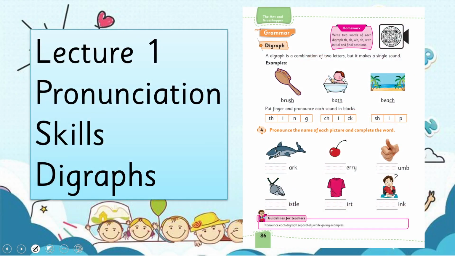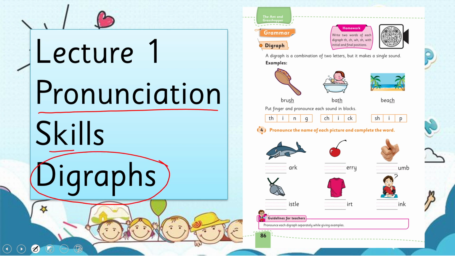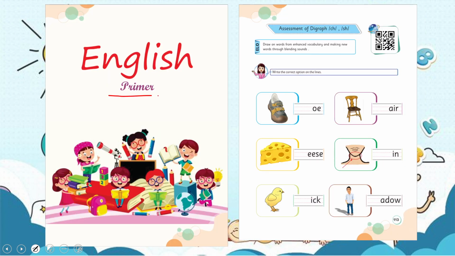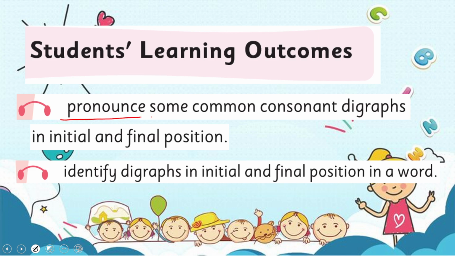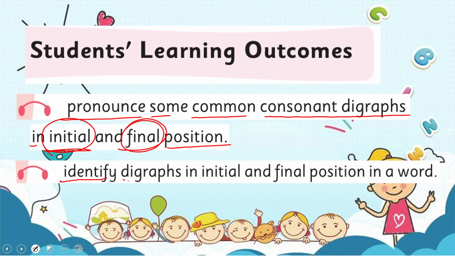So we are going to learn under the title of pronunciation skill, we'll learn digraphs. Before this, in your English primer, you have already learned about digraphs, sh sounds. I hope you remember this concept. If not, you may watch this video lecture again. And we are going to learn further to pronounce some common consonant digraphs in initial, means at starting, and final, means at ending position. Identify digraphs in initial and final position in a word. These are our today's SLO.